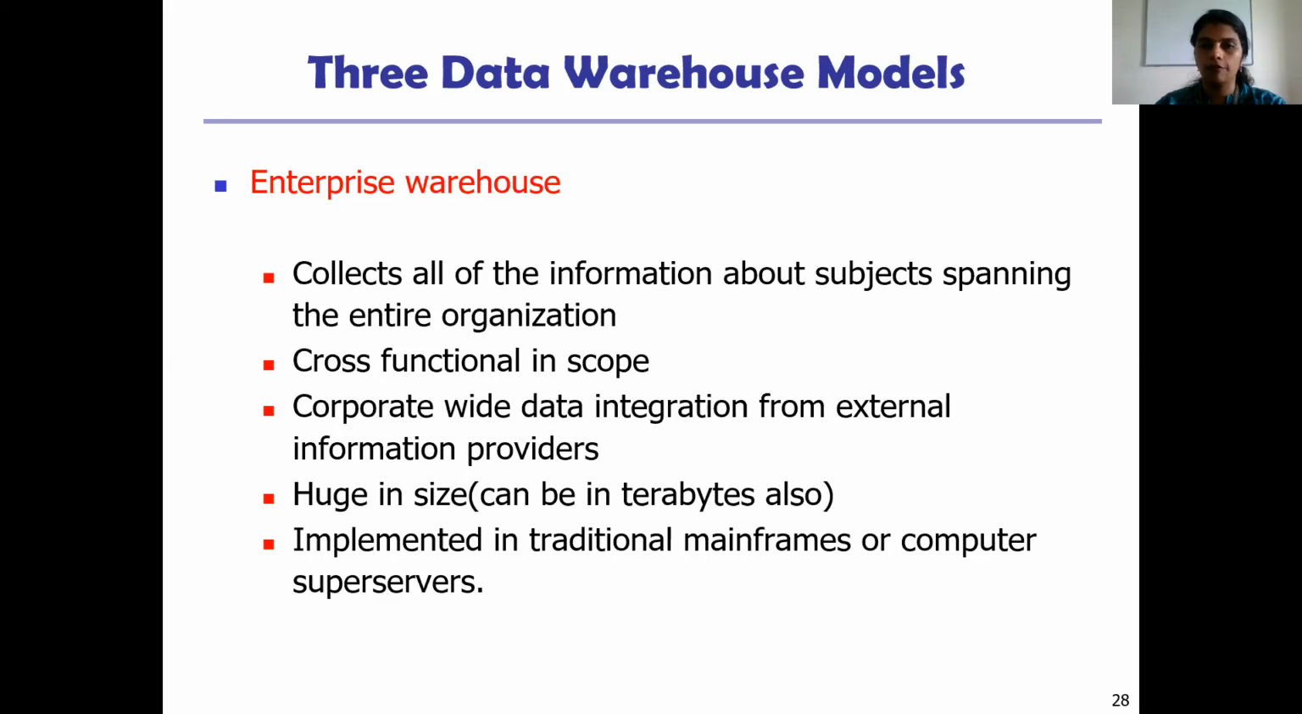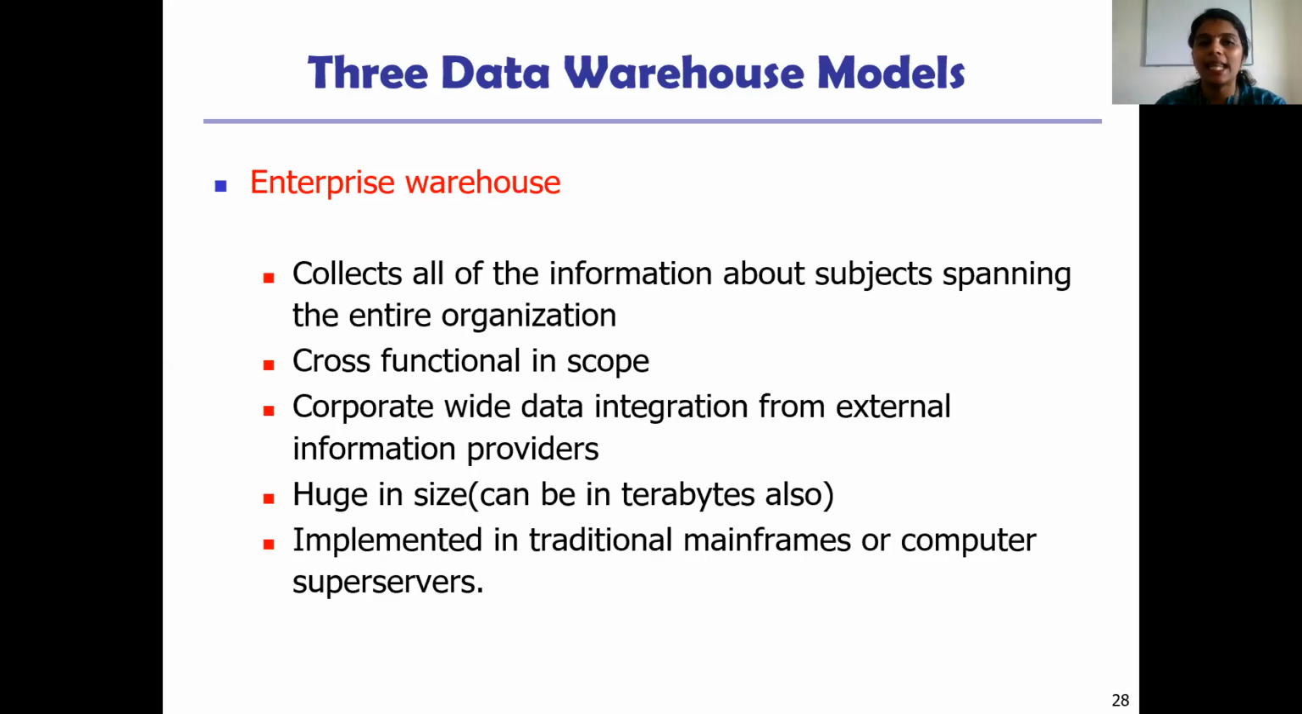For example, take a college as an organization. Suppose you have a central data store containing all the information about the teaching staff, the non-teaching staff, the admissions, the students, and the curriculum being followed. So a central data store containing all the information spanning the subjects of the entire organization. Such a warehouse is called an enterprise warehouse.